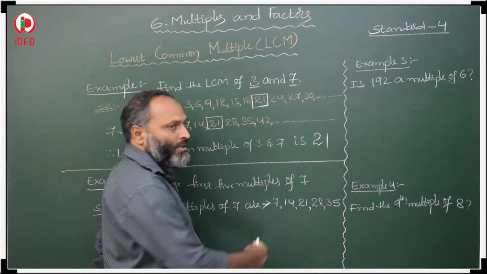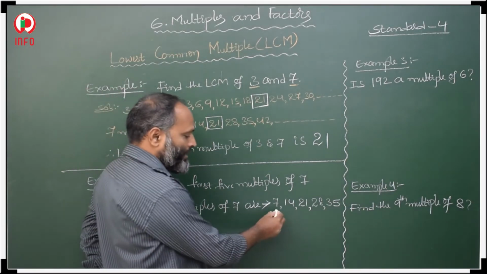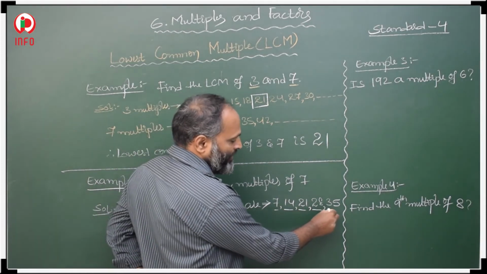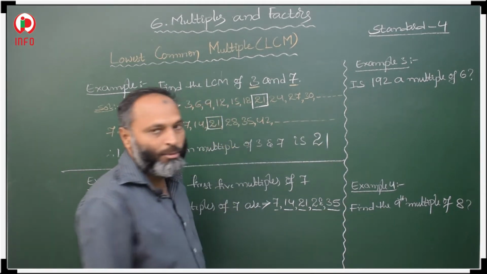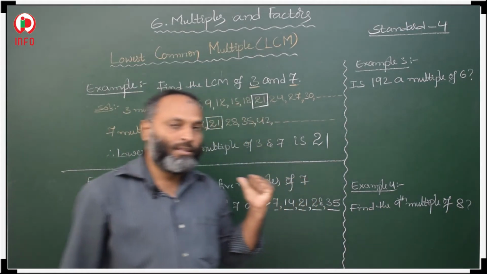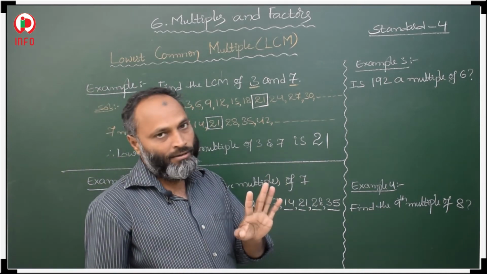It means we have to write the 7 table up to 5. This is the first, this is the second, this is the third, this is the fourth, this is the fifth. Total how many multiples? 5 multiples. We have to write the multiples of 7 in this way. It means indirectly we have to write the 7 table till 5.